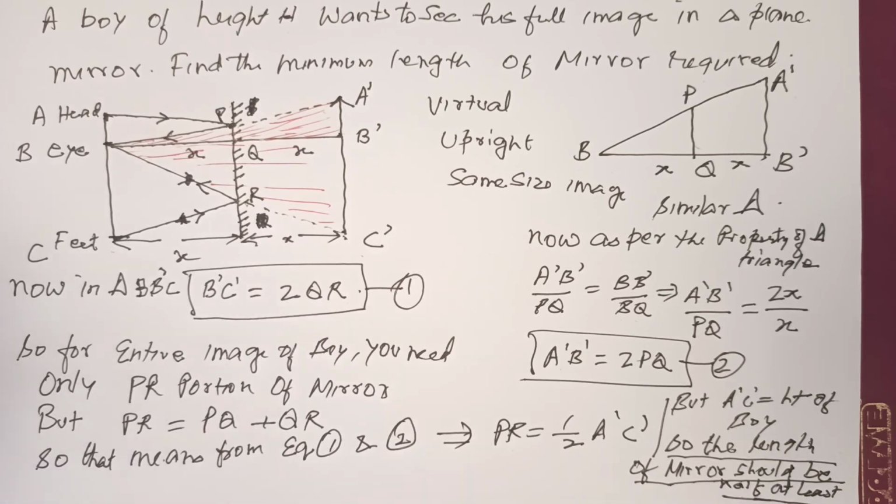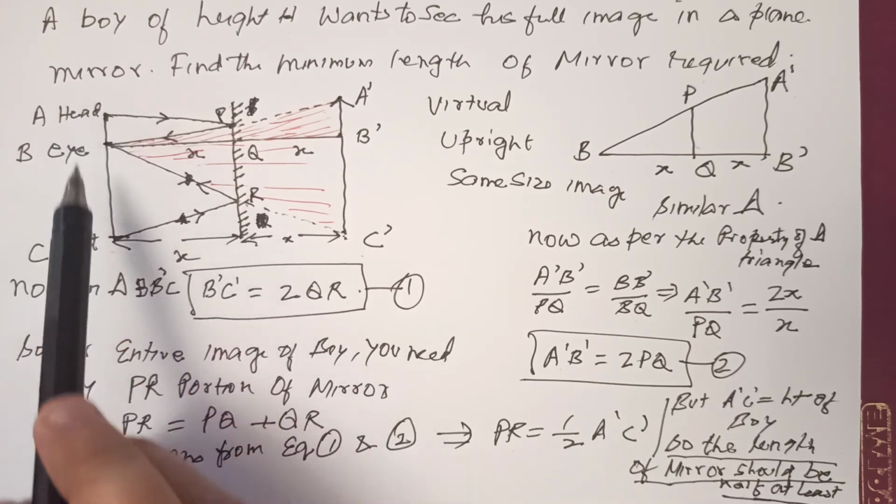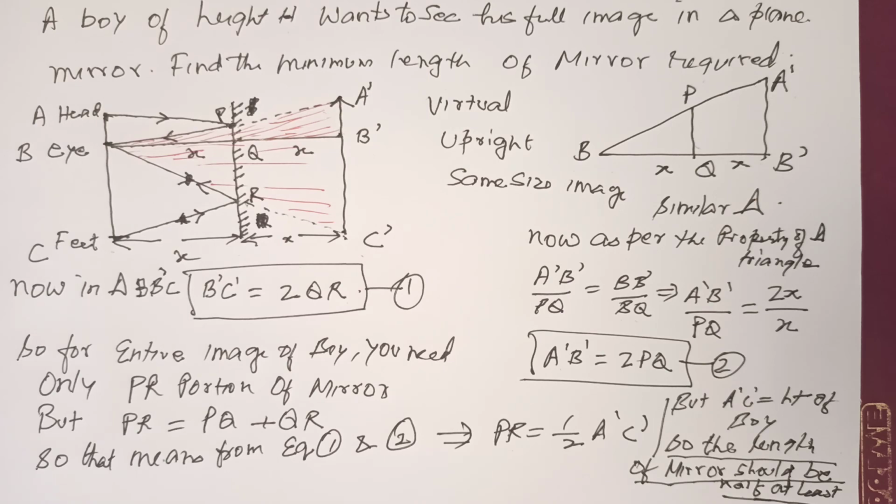So that means to see our entire image in a plane mirror, we need a mirror of at least half of our height. Otherwise, we might not see from head to feet. Okay, very good.